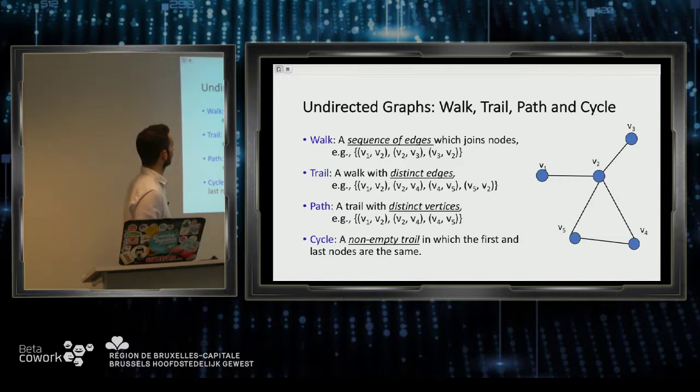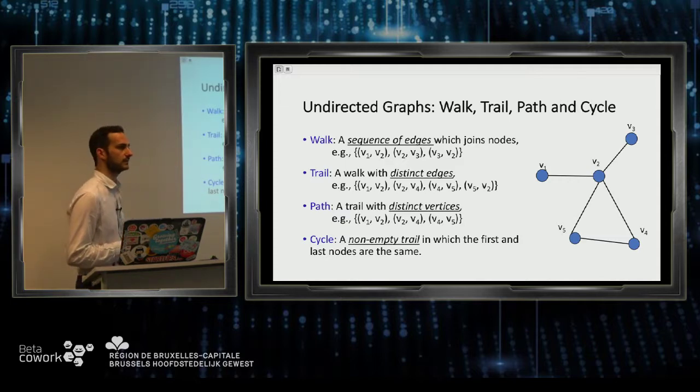That's a walk. A trail is, however, a walk that has distinct edges. Namely, we go from V1 to V2, V2 to V4, V4 to V5, and V5 to V2 again. So we have distinct edges in this trail. You understood what I mean by distinct edges? We have this edge, this edge, this edge, and this edge. An edge is a connection.